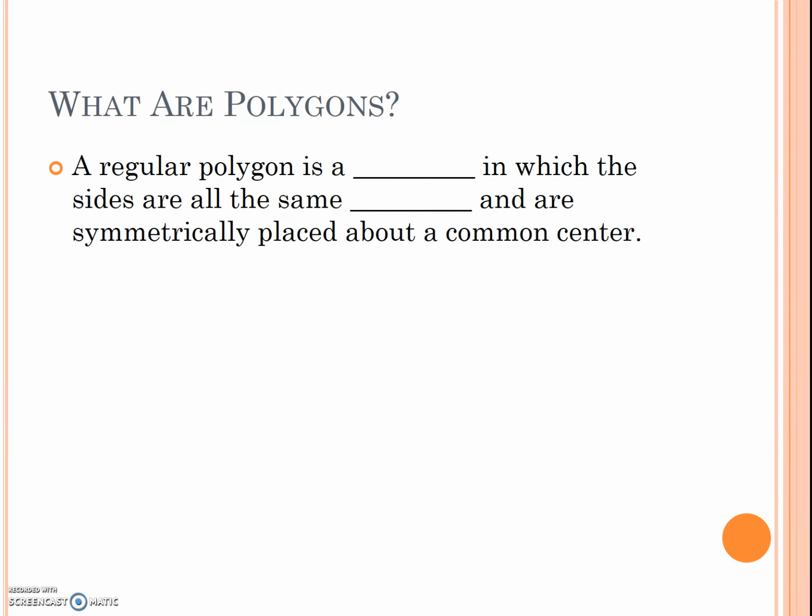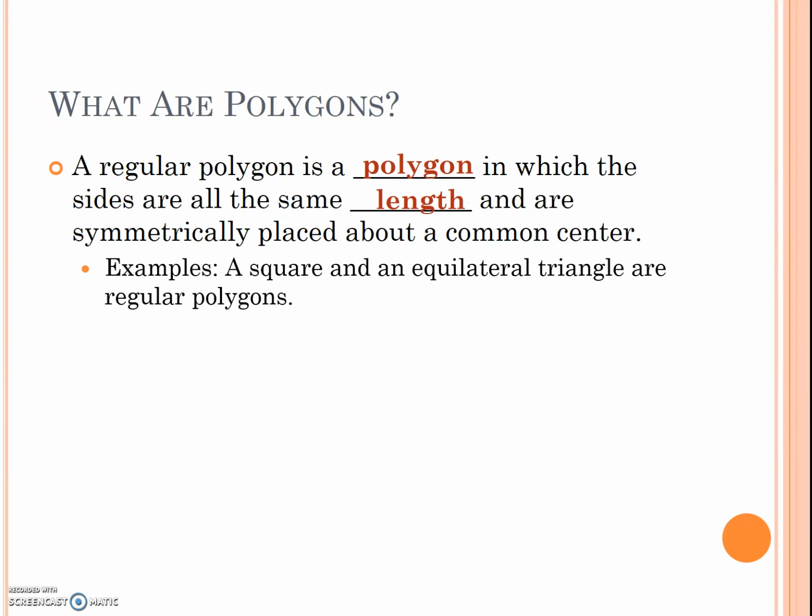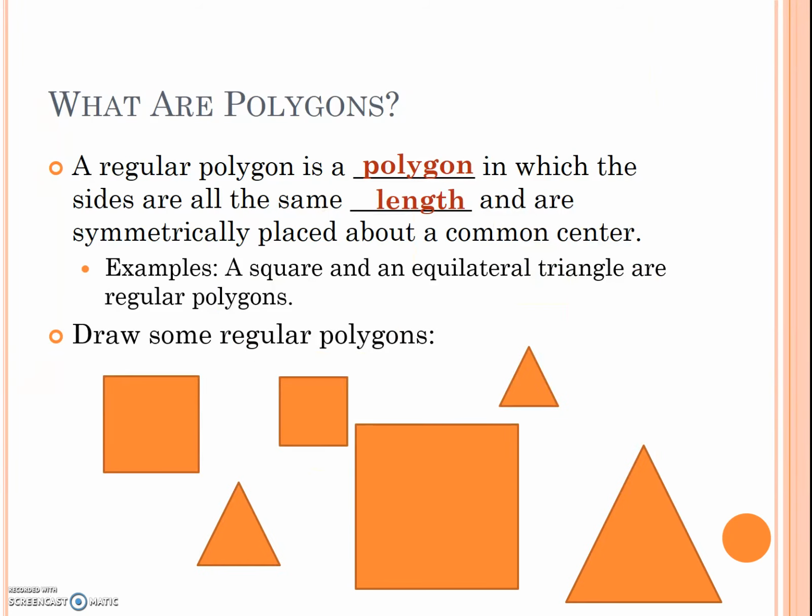A regular polygon is a polygon in which the sides are all the same length and are symmetrically placed about a common center. For example, a square and an equilateral triangle are regular polygons. Here are some pictures of regular polygons. So what would not be a regular polygon would be a rectangle or a triangle with sides that are not equal.